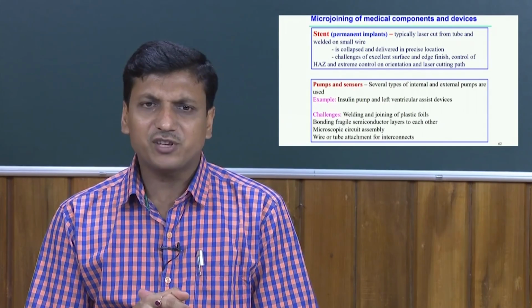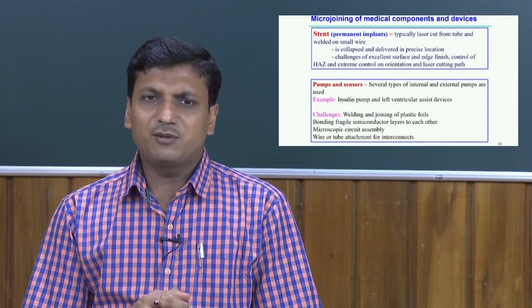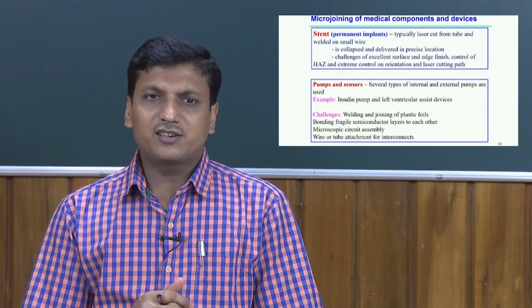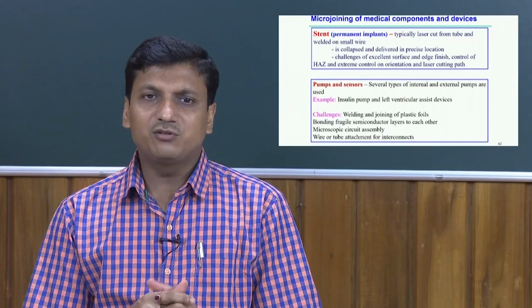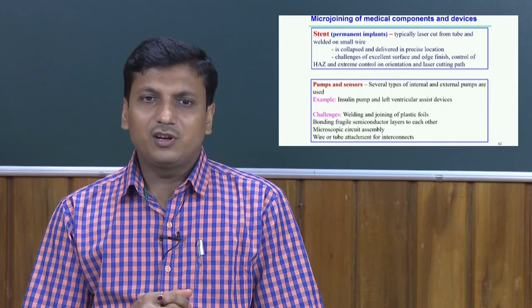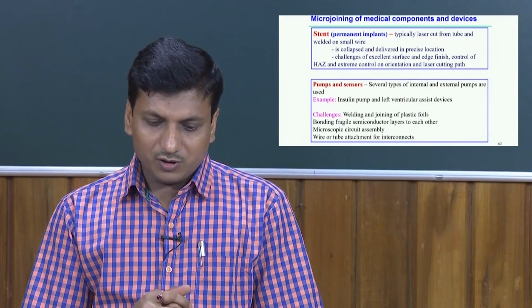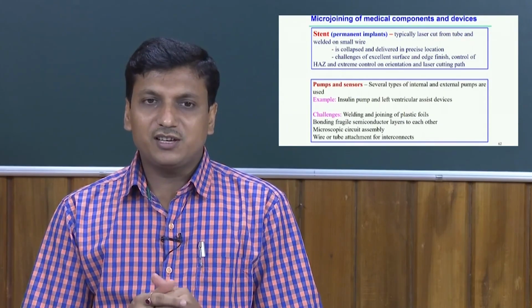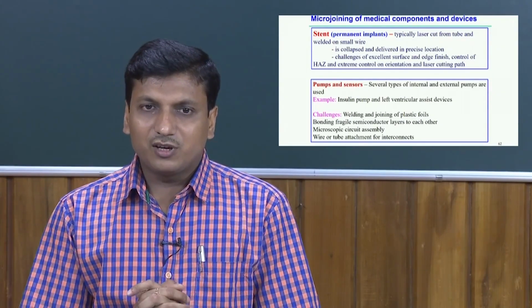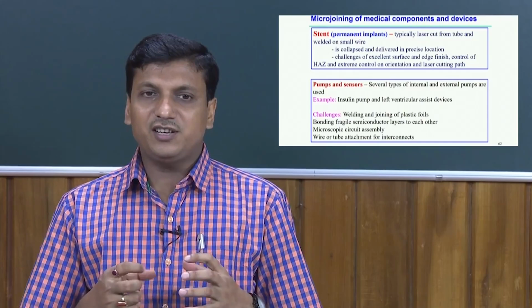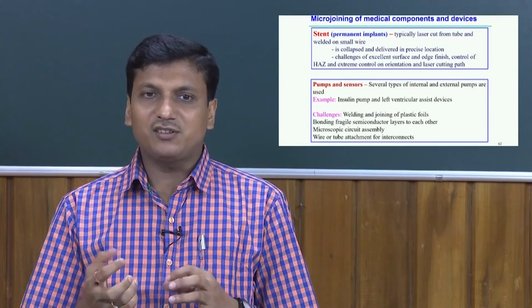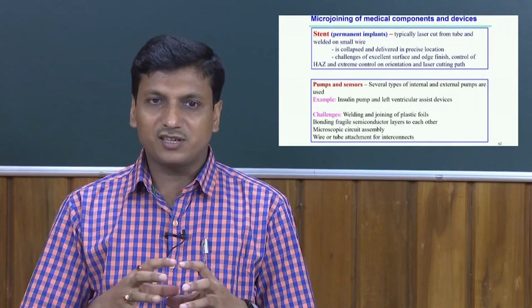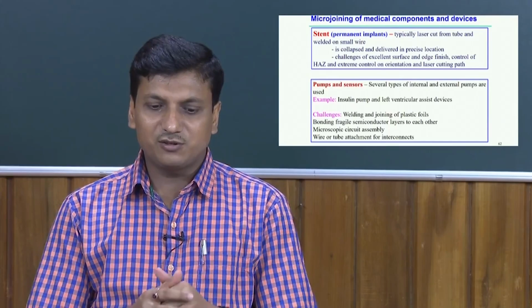Sometimes we use pumps and sensors also. There are several types of internal and external pumps used, for example the insulin pump and the left ventricular assist device. In this case, joining of the pumps and different types of sensors and electrical circuit boards is necessary. So what are the challenges?